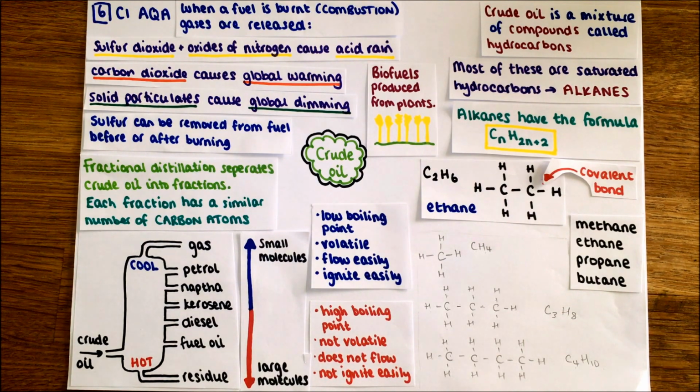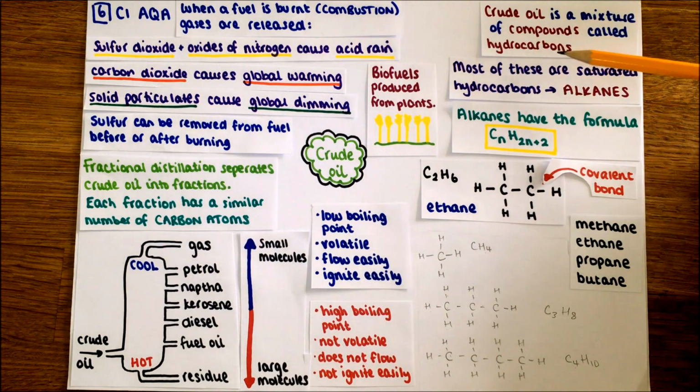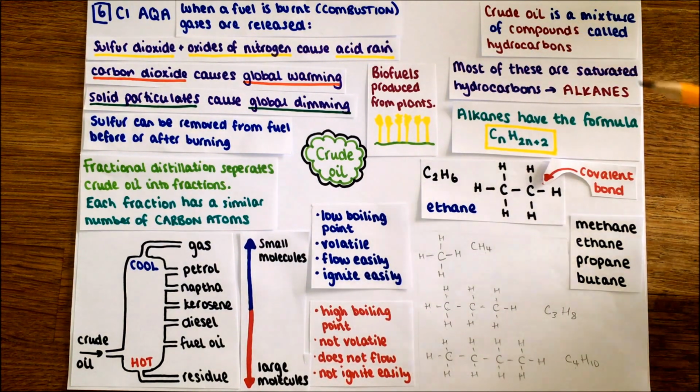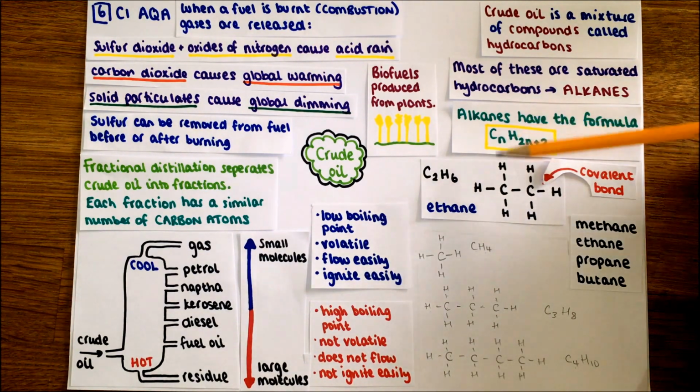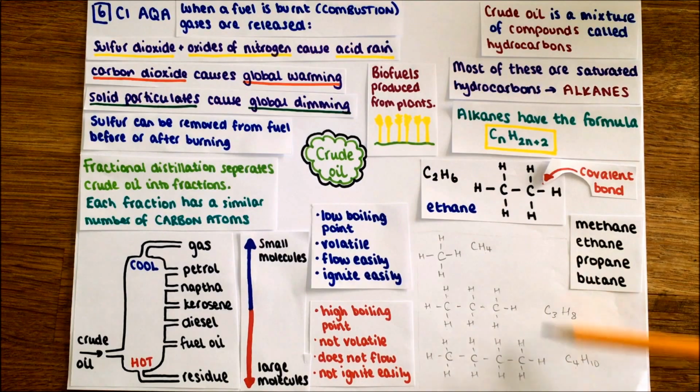So that's crude oil, and they're the key bits from the specification you need to be aware of. Again, you need to go and practice these now with some exam questions and put it into context. So crude oil is made of hydrocarbons, which are compounds which contain only hydrogen and carbon. Most of it's alkanes in crude oil. They have this general formula. Drawn out the examples there for you, so you've got a reference point.